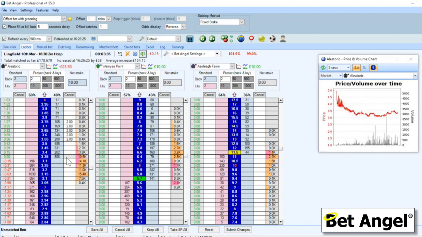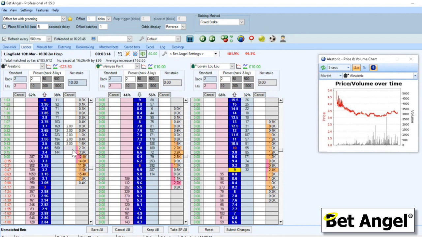Click on the 1, 2, 3 on the ladder as well. I want to see what's going on with the third favourite, Lovely Lou. So that's stuck in the middle of its traded range. So I think we're right here. Maybe move one of those at 3.75 down to 3.50.